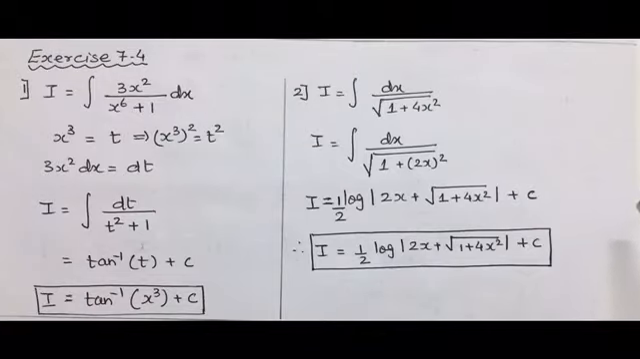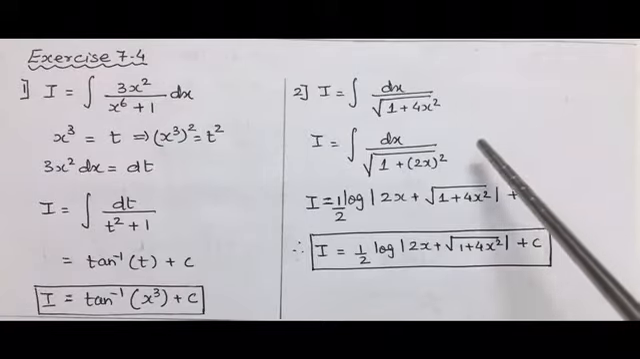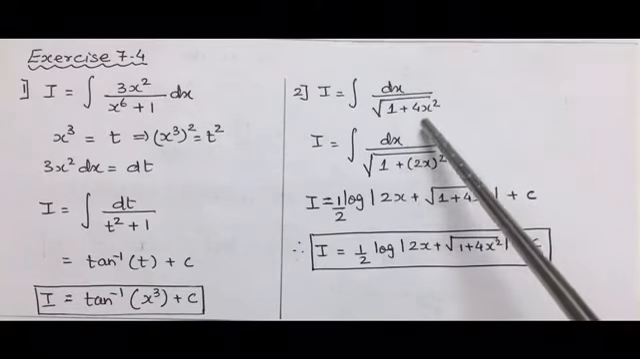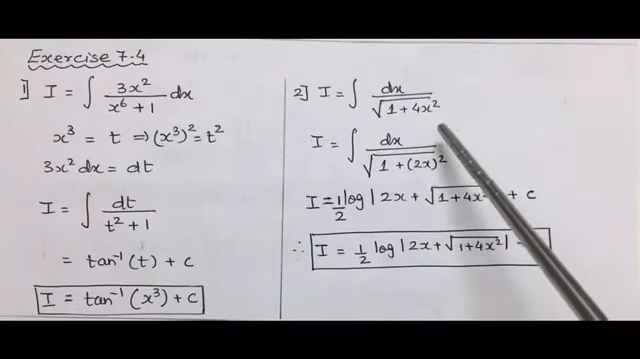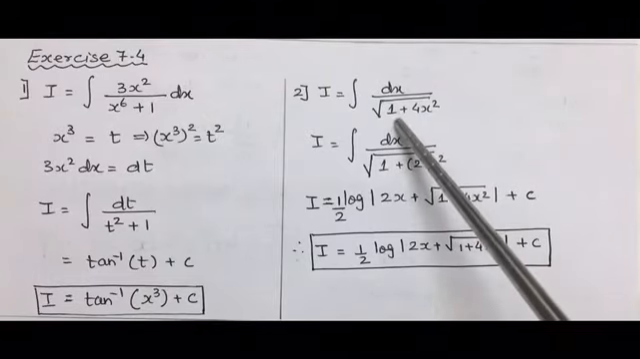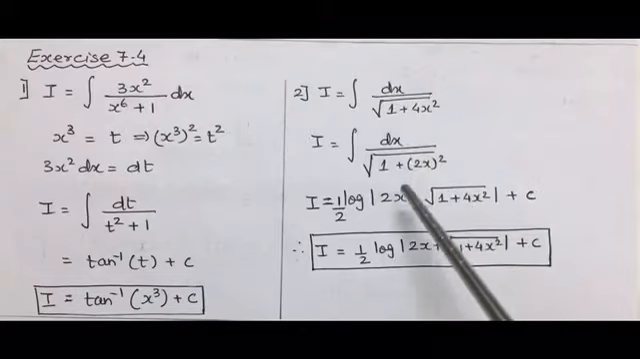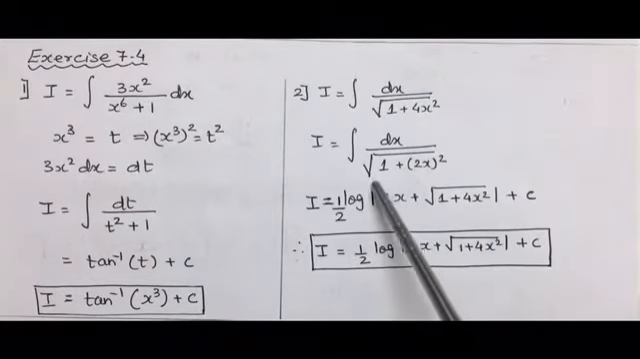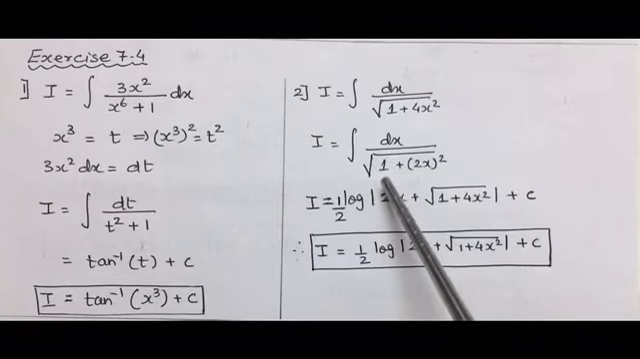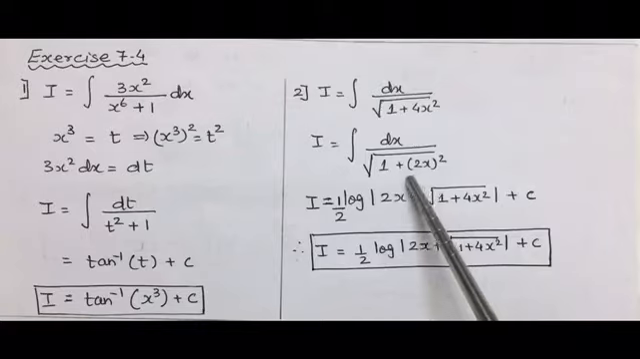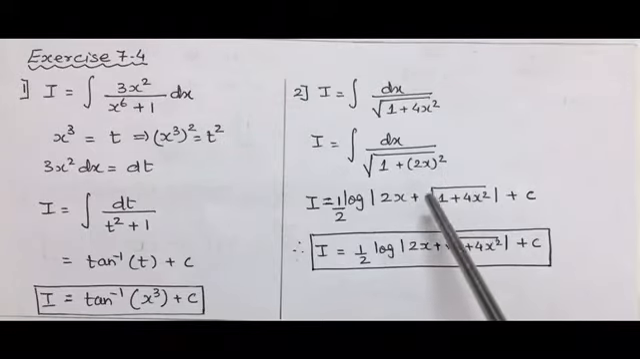Second one, the question is integration dx upon root of 1 plus 4x square. Now already x square is given. 1 is also a perfect square and 4 is also a perfect square. So expressing it in the form of 1 upon root of 1 plus 2x whole square.